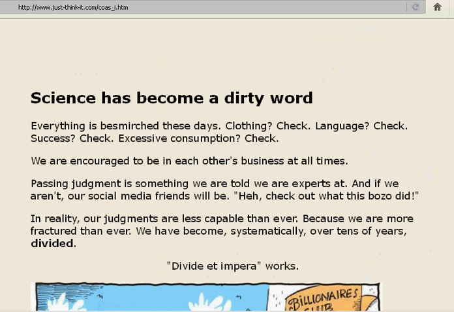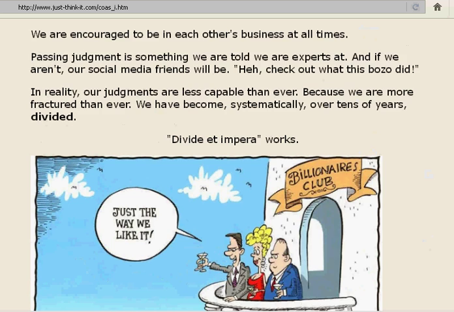Check. Success? Check. Excessive consumption? Check. We are encouraged to be in each other's business at all times. Passing judgment is something we are told we are experts at. And if we aren't, our social media friends will be. Hey, check out what this bozo did. In reality, our judgments are less capable than ever, because we are more fractured than ever. We have become, systematically over tens of years, divided.